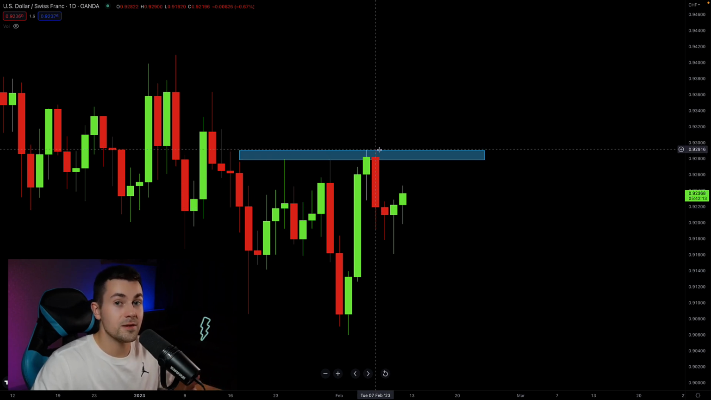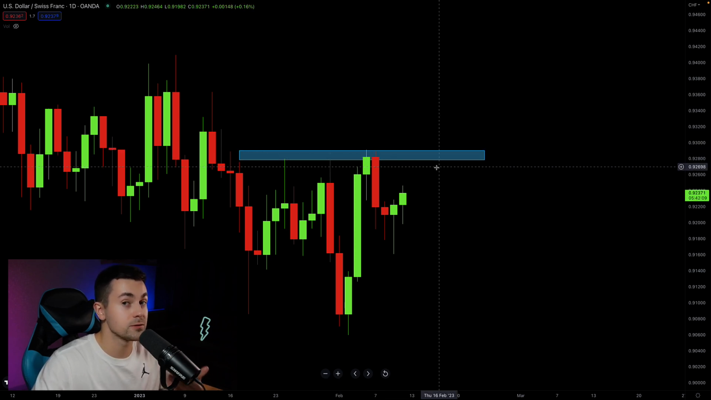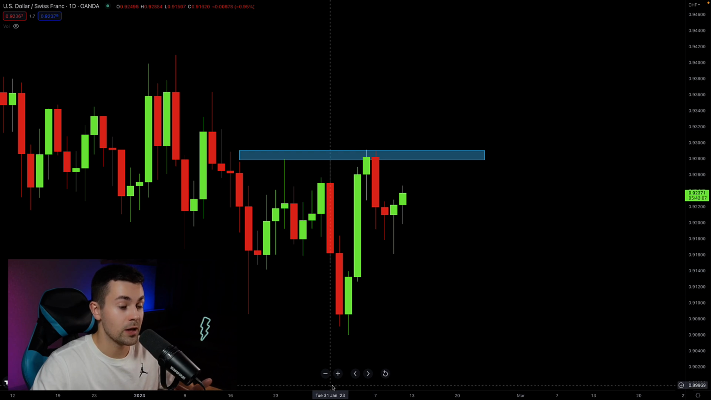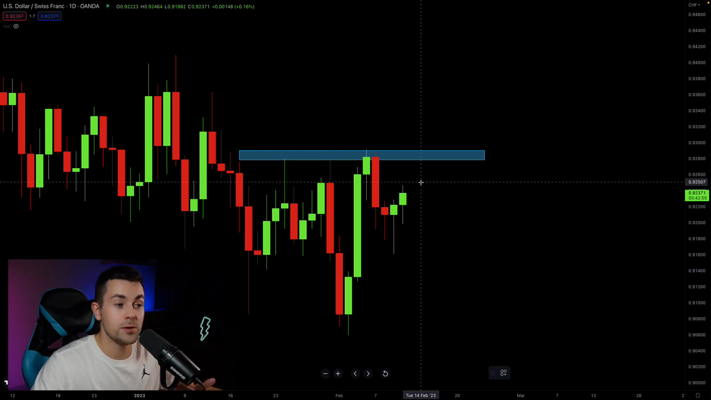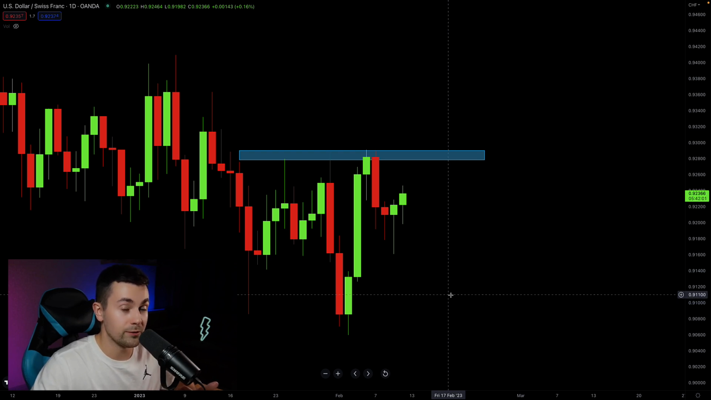It tells us that selling pressure from that resistance was extremely strong. And most of the time, such a formation indicates a highly probable bearish continuation to lower levels.